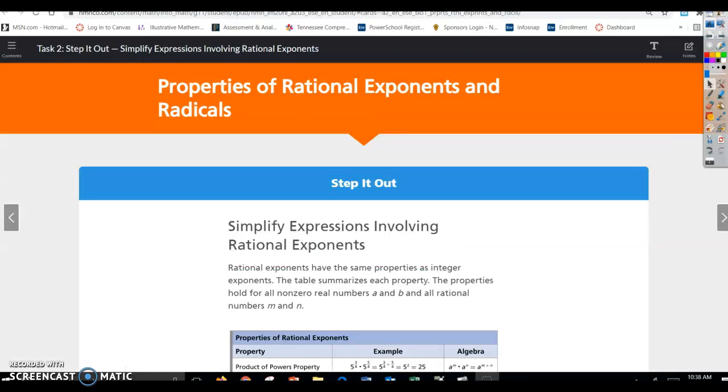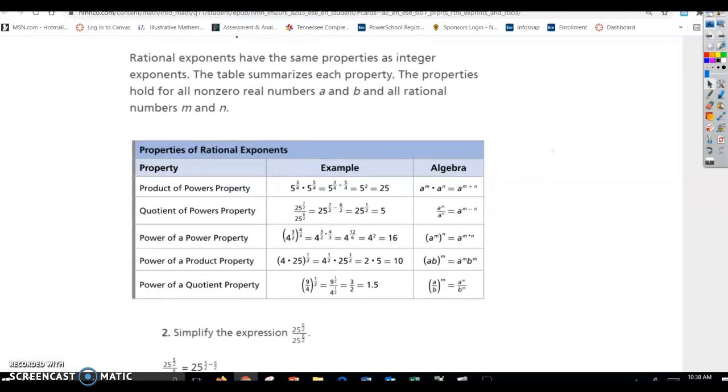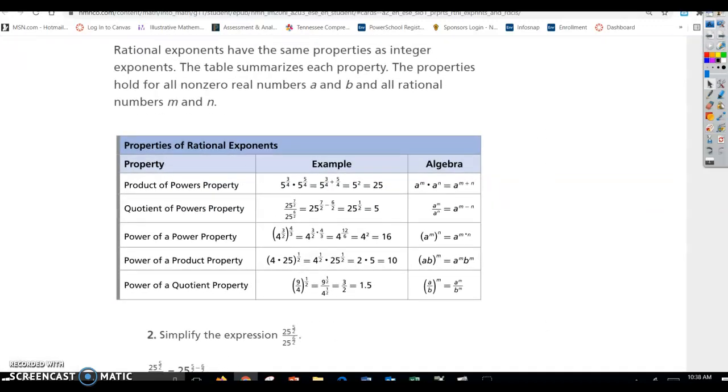All right, this is lesson 6.2, task 2. Still looking at properties of rational exponents and radicals. All right, simplify expressions involving rational exponents. So it gives you the properties here. We've seen these in task 1, but we've also seen these in math 2. So remember the product of powers, the quotient, the power property, a power to a power, and power of a quotient.